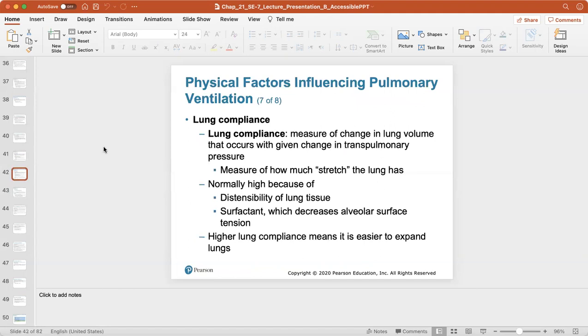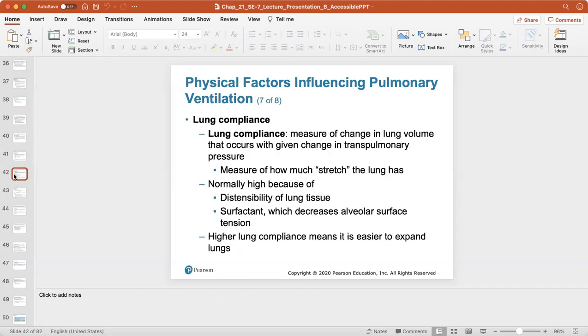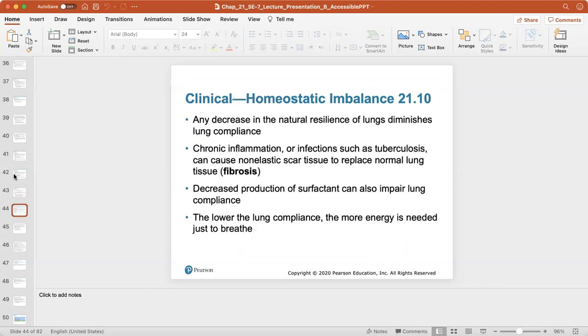Lung compliance is a measure of change in lung volume that occurs with a given change in transpulmonary pressure. It's a measure of how much stretch the lung has, and it's normally high because of distensibility and surfactant, and higher lung compliance means it's easier to expand the lungs. Lung compliance can be written mathematically, and you don't need to know that equation, but it has to do with compliance, the change in volume, and the differences in pressures.